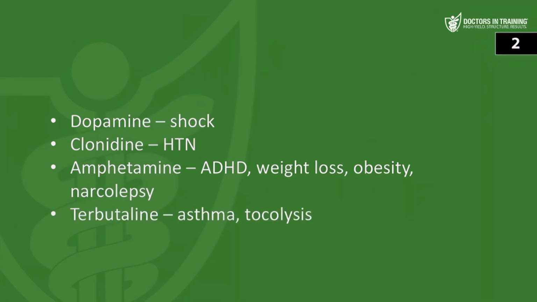Terbutaline is used for asthma patients. It can also be given for tocolysis to stop uterine contractions. And then epinephrine is used primarily for anaphylactic shock. And that's it for this warm-up. Let's move on to the lecture.